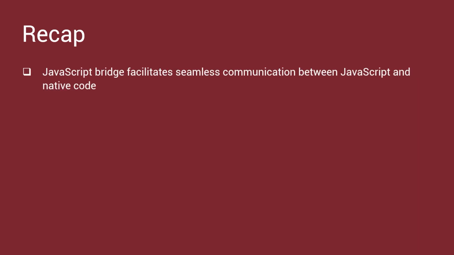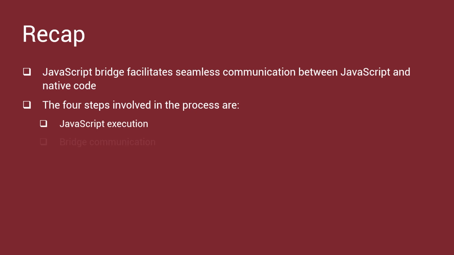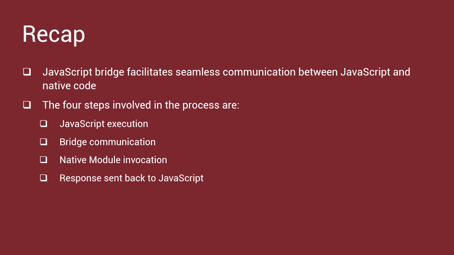The JavaScript bridge facilitates seamless communication between JavaScript and native code. The 4 steps involved in the process are JavaScript execution, bridge communication, native module invocation, and response sent back to JavaScript.